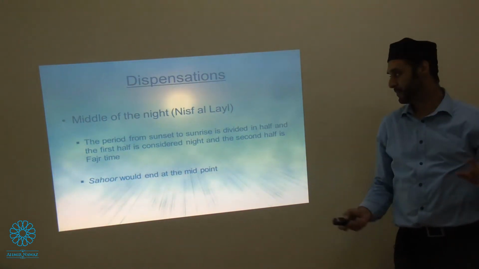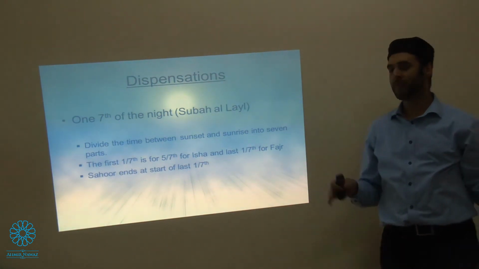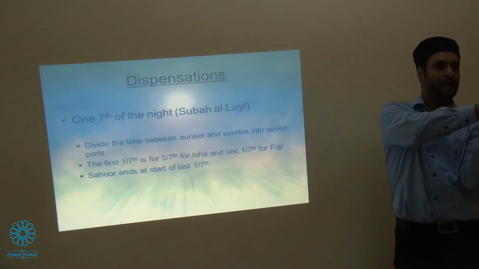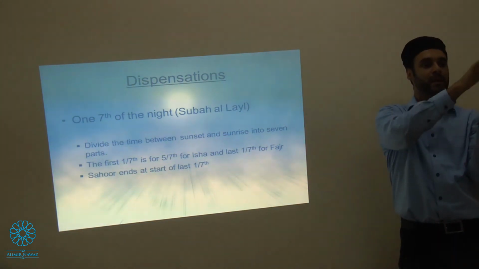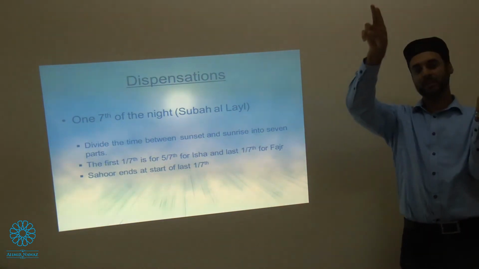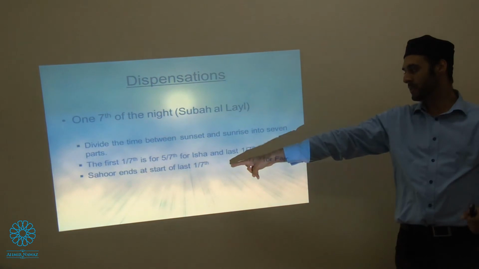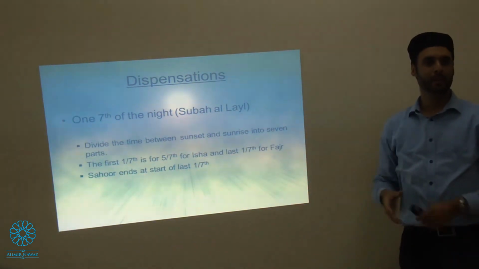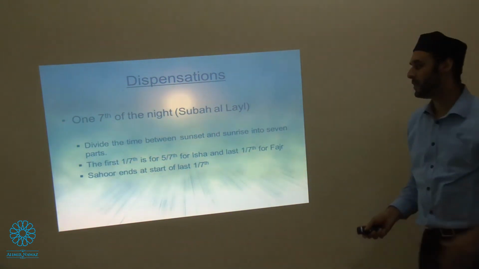and you stop eating. Then you've got 1/7 of the night. You divide the time between sunset and sunrise into 7 parts. Right? So the first 7th from Maghrib, from sundown, is Maghrib. The second 7th, all the way to the last 7th, is Isha time. And then the last 7th is your Fajr time. Right? It's a bit complicated, but that's how they do it. So your Suhoor ends on your last 7th. Yeah, this is an option as well.